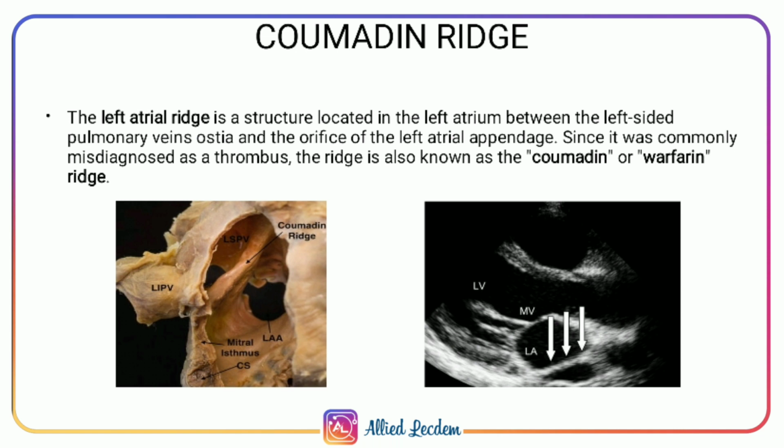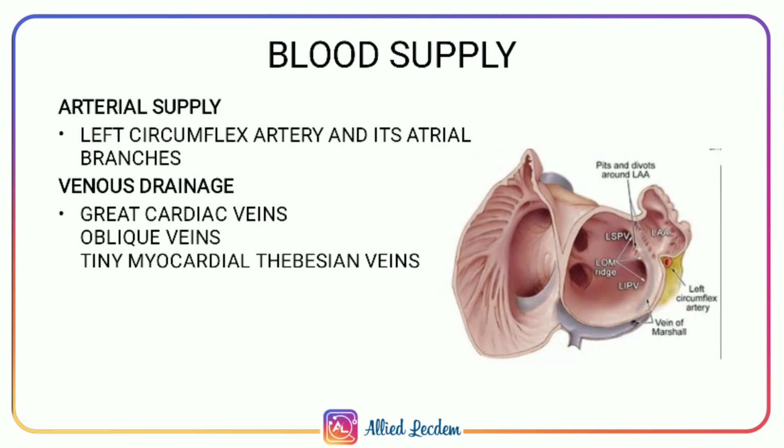In the first picture, you can see the Coumadin ridge. This ridge is present between the left-sided pulmonary vein ostia and the orifice of the left atrial appendage. Coumadin ridge is a specific site for atrial fibrillation. The name Coumadin or warfarin ridge is given because it was commonly misdiagnosed as a thrombus in echocardiography. Blood supply. The atrium is thin-walled and it is supplied by the left circumflex artery and its branches.